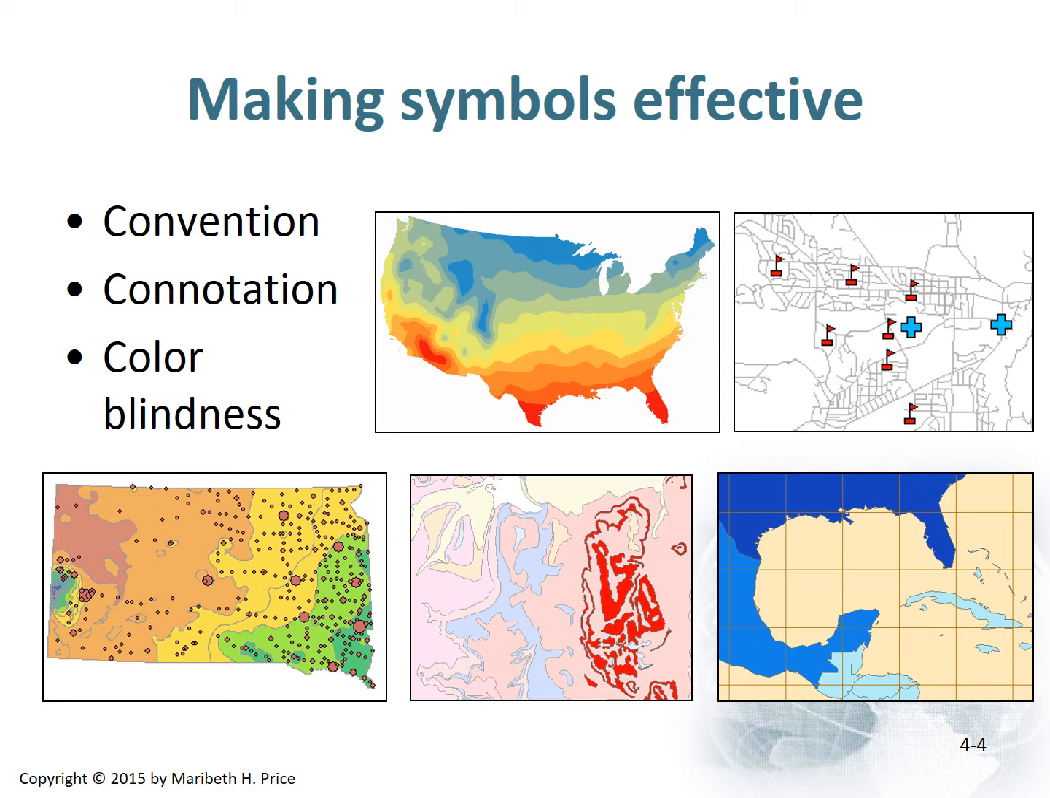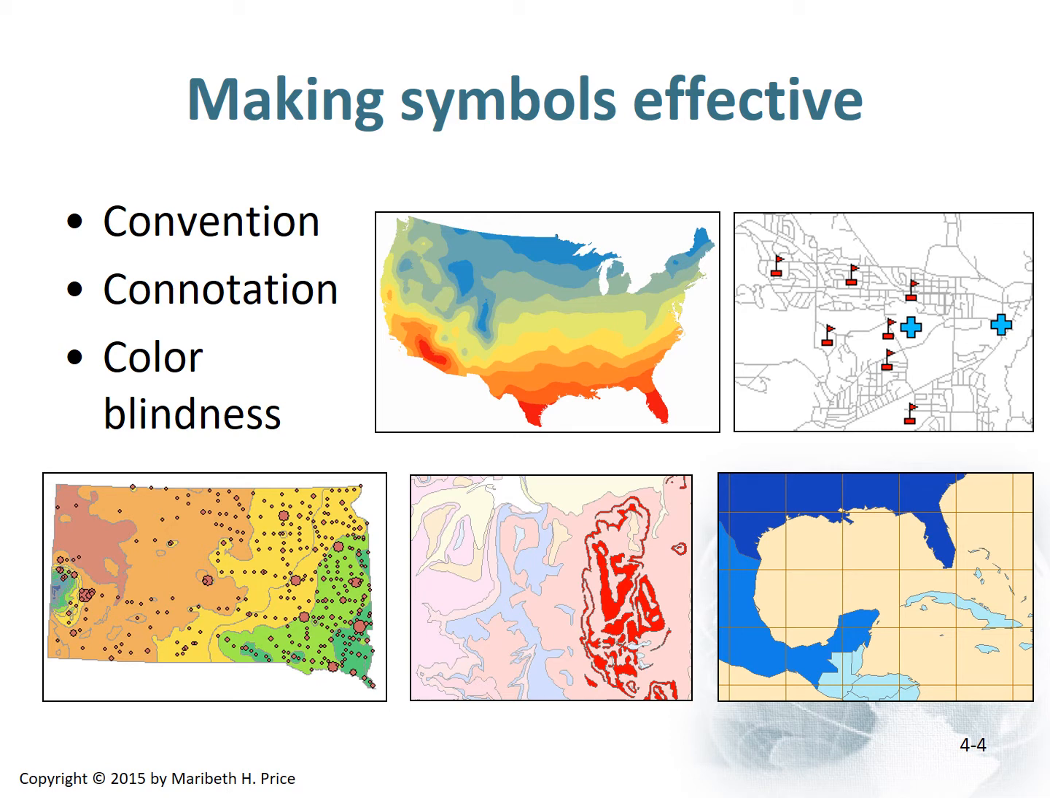Let's see, what else would we have? Stars for capitals, things like that. Those are sort of standard, just conventional things that are the norm, if you will. Then there's connotation. In other words, what does that color sort of imply?